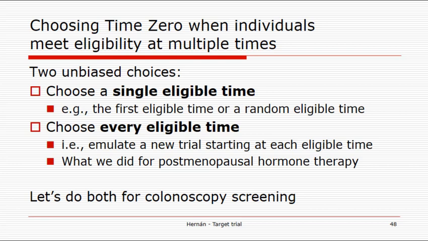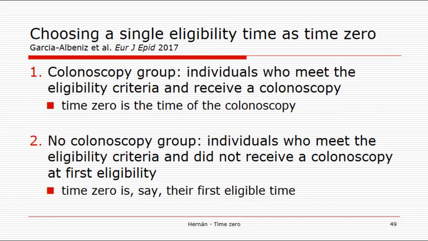Well, one possibility is to choose a single time zero. Just choose it at random. Choose one, and that's it. Another possibility is to include in the analysis all possible time zeros that that person has. For example, if we were using a single time zero, then we would put in the colonoscopy group individuals who meet the eligibility criteria at that time zero and receive a colonoscopy. And in the non-colonoscopy group, individuals who meet the eligibility criteria and did not receive a colonoscopy at that time.